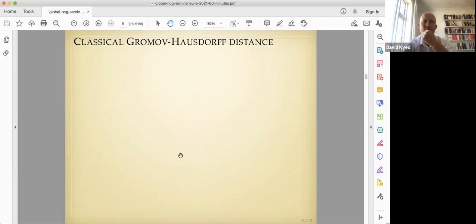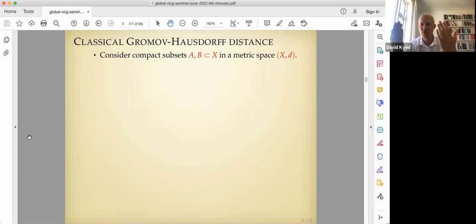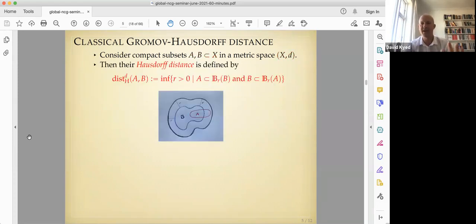Yeah, so I wanted to generalize the Gromov-Hausdorff distance. So I wanted to tell you first about the classical case. So the classical case is really classical. So you take a metric space and then you look at two compact subsets therein, and then you want to define a distance between them. And you do it by means of this formula.